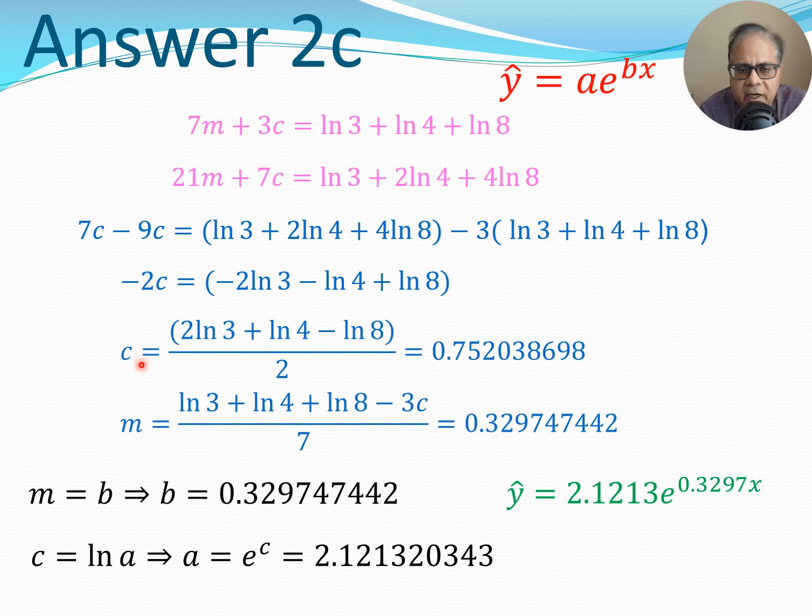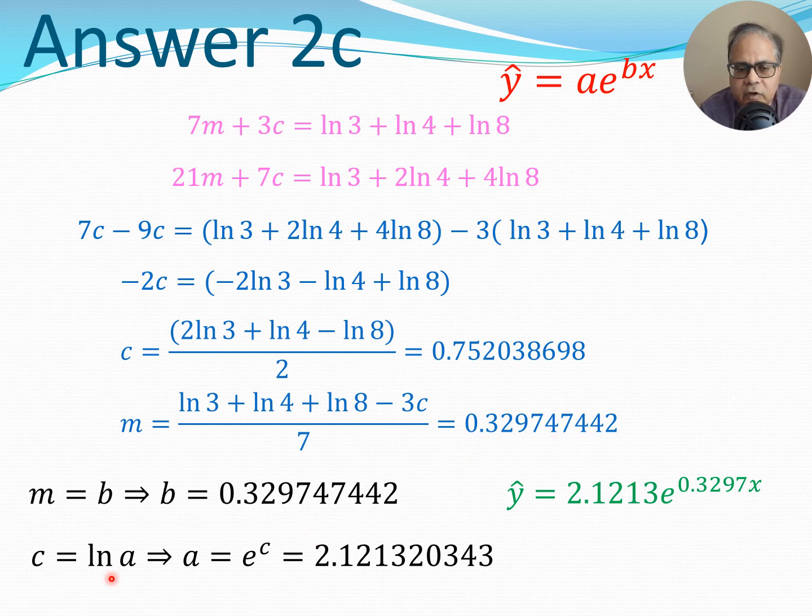After doing some math, I get C is 0.7520, I get M is 0.3297. So I've obtained C and M, but now I need to get A and B because the y hat is expressed in terms of A and B. So what I do is I get M equals B. Remember that was the definition we did before. So B is simply going to be the value of M, that is 0.3297.